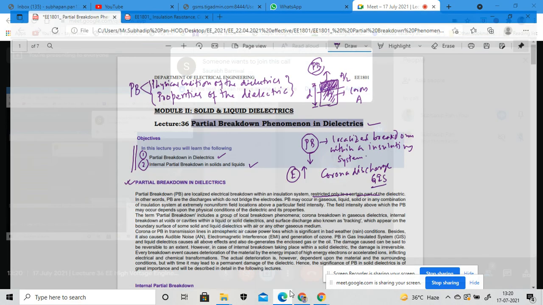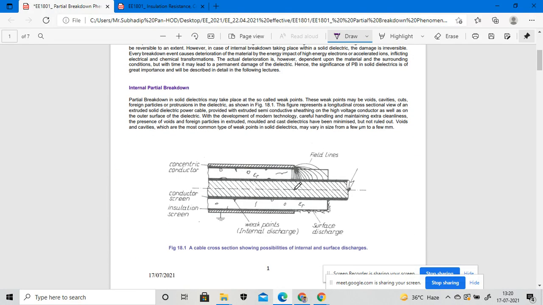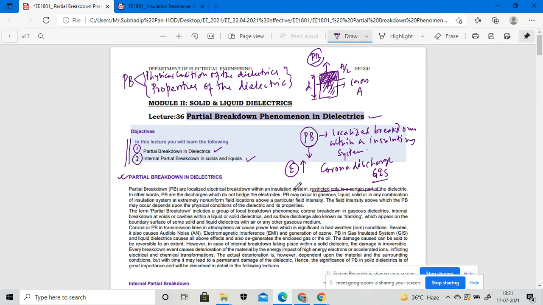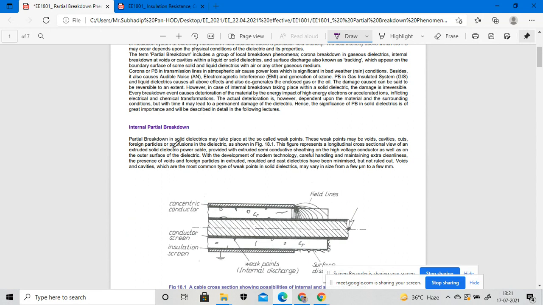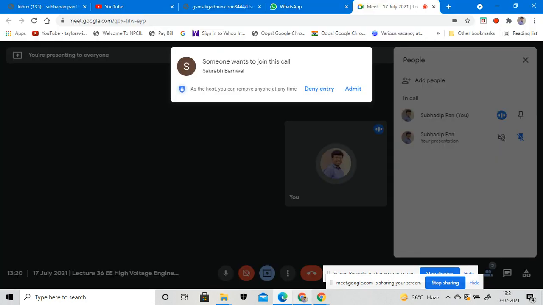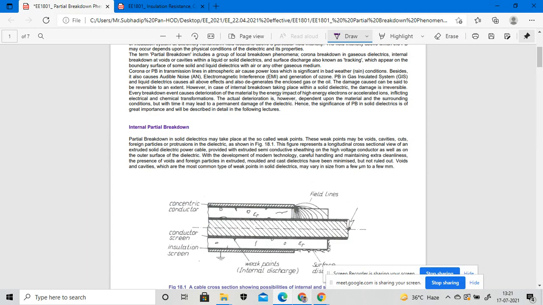Okay, so having a greater importance, we can consider the internal partial breakdown, right? We have to take it into consideration. Already we told you about the partial breakdown in the dielectrics and the internal partial breakdown in the solid dielectric. So the second one is my internal partial breakdown. How will the internal partial breakdown be taken into consideration?